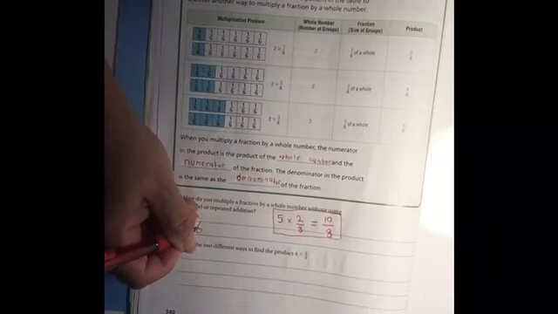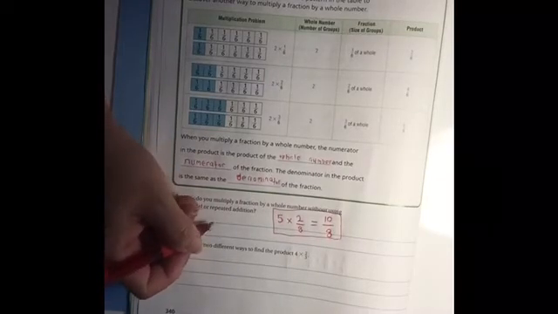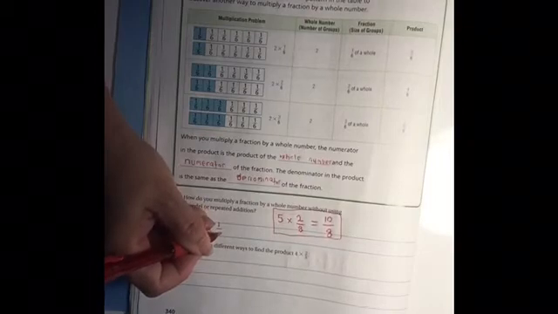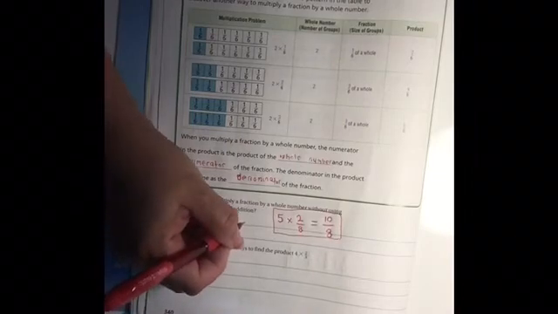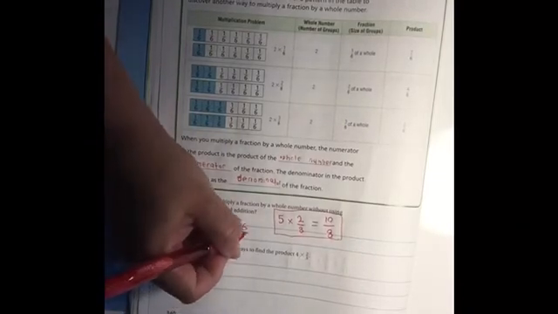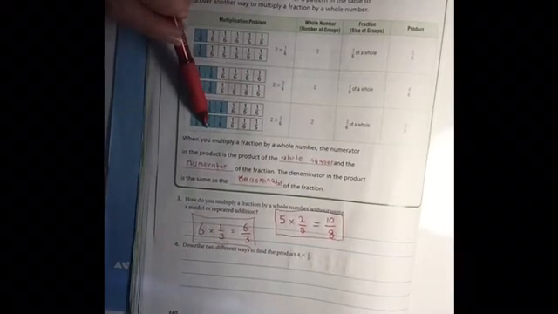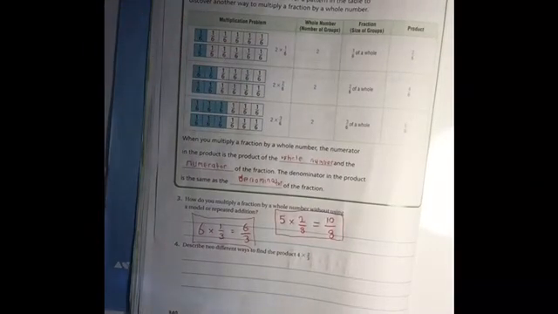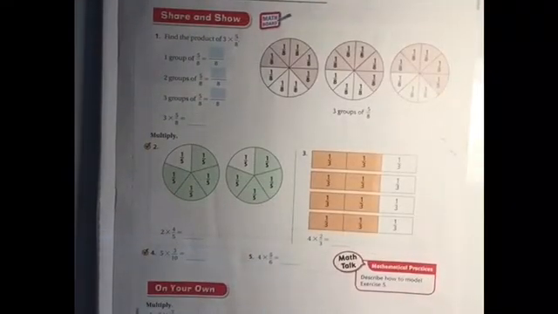Let's try another one for practice. What if we had 6 times 1/3? 6 times 1, everybody, equals, yes, 6. And the denominator stays the same. This is much faster using this algorithm than using a model. It's also faster than using repeated addition. So this new technique, this new algorithm that you're introduced to today, is going to make your life so much simpler.